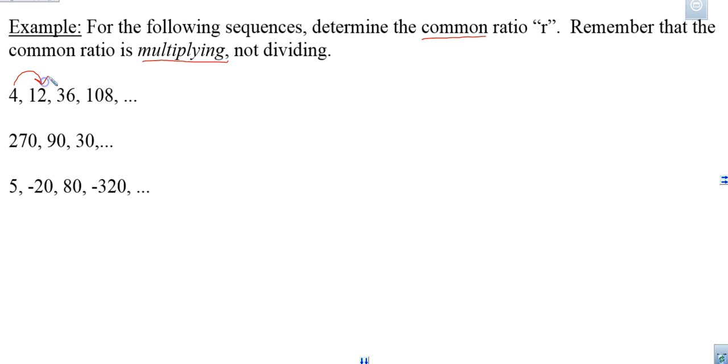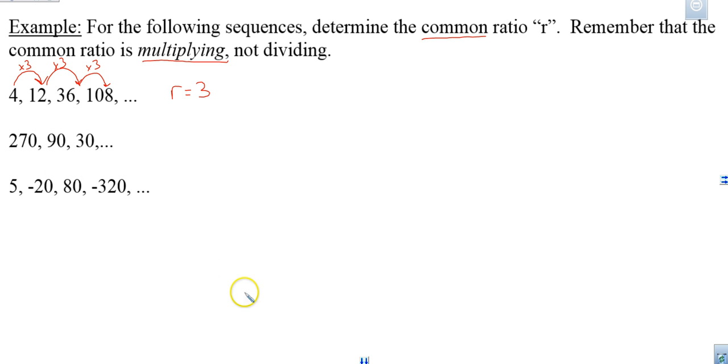So for the first sequence, you can probably see just from inspection, to go from one term to the next, you're multiplying by 3. So 4 times 3 is 12. 12 times 3 is 36, 36 times 3 is 108, and so on. The common ratio would be 3.